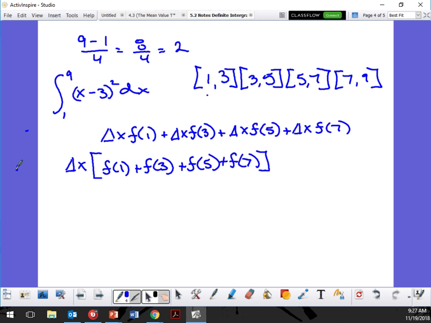Yeah. So let's take a look. What was f of 1? So we plug in 1. Plug in 1 to the function. 1 minus 3 is negative 2. Negative 2 squared is 4. No, 9. Oh, man.